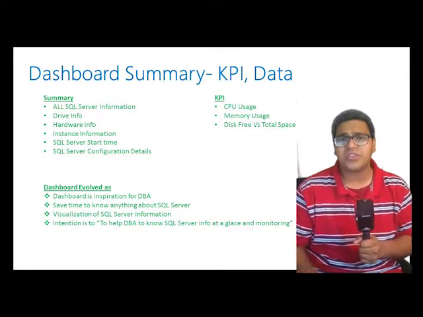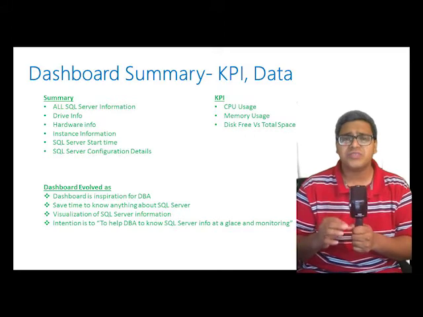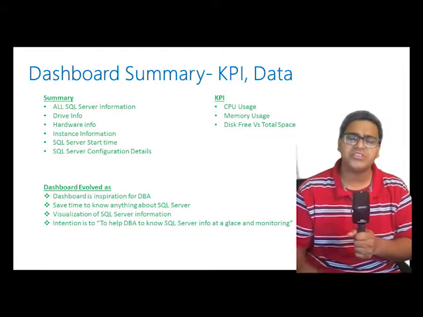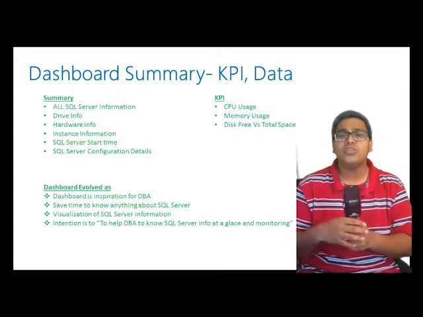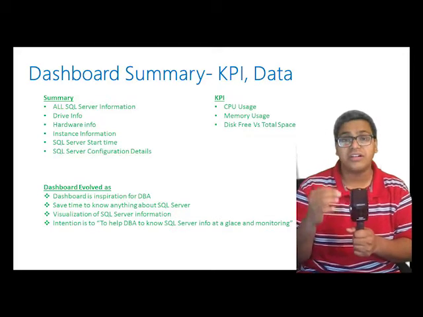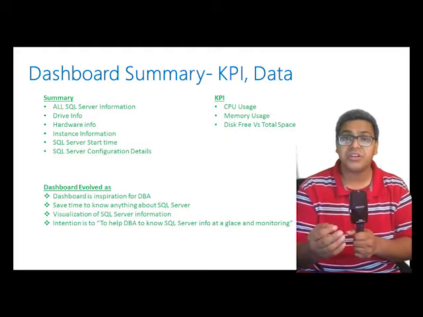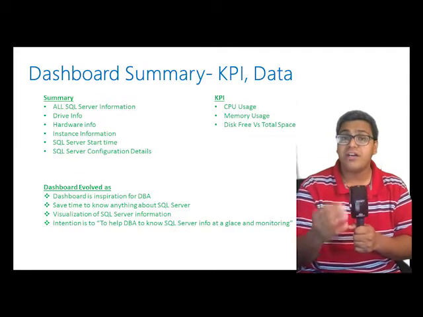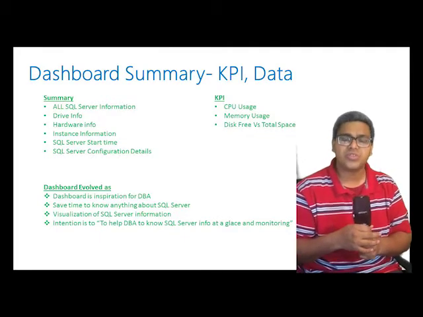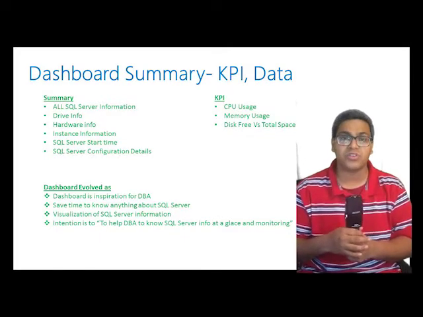So what are the KPIs involved in this dashboard? This dashboard has mainly three KPIs. One is the CPU usage, the second is the memory usage, and the third is total space versus free space. Yes, this is very important. If you are an administrator in an organization, you have to know your size and your CPU usage. So this dashboard is going to be really helpful for all the DBAs for sure.